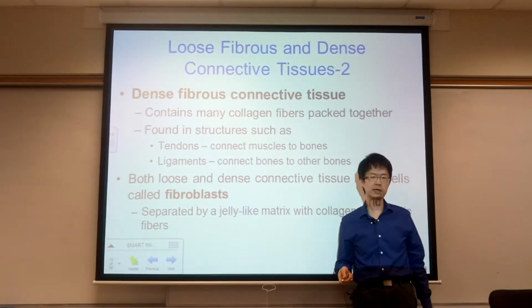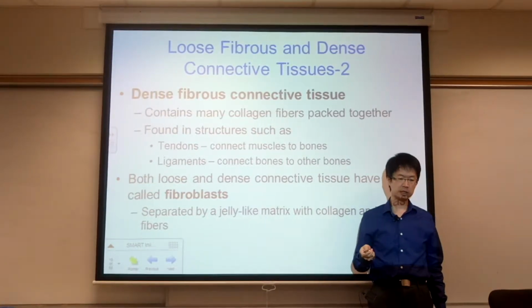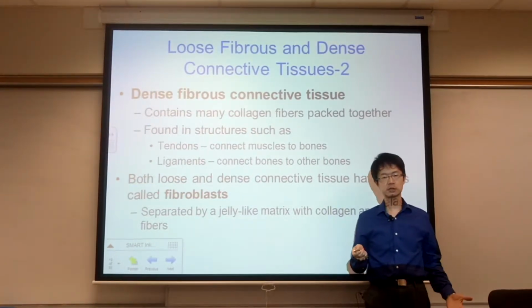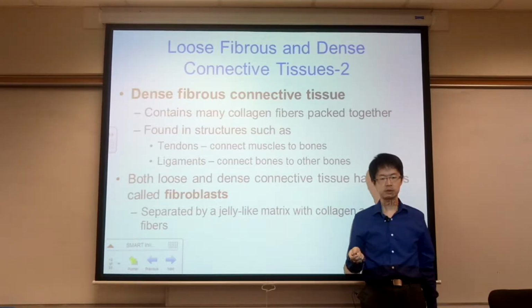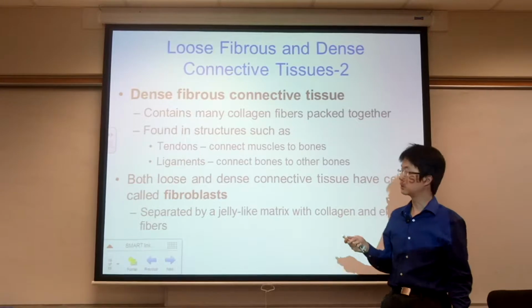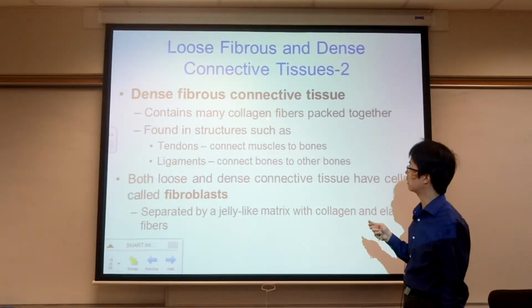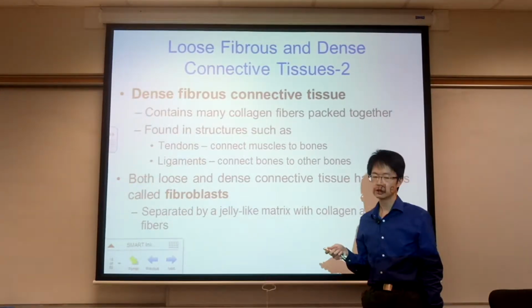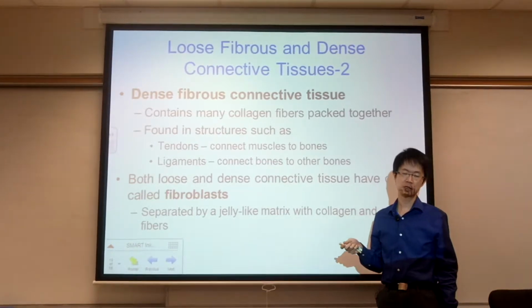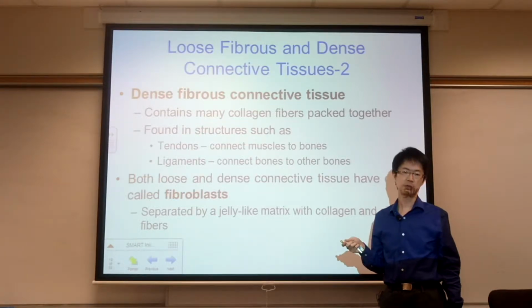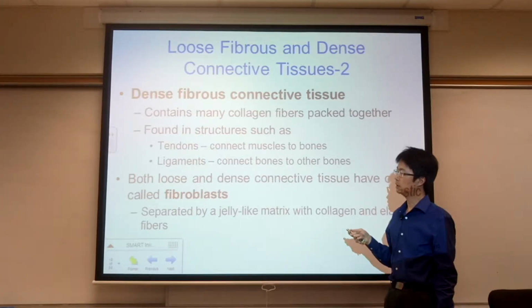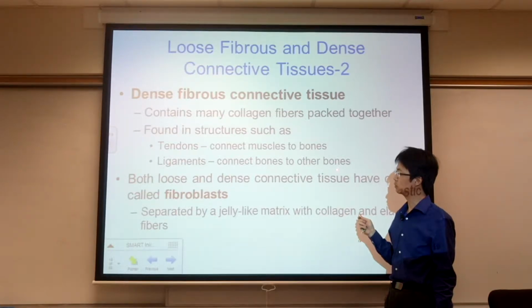And then dense connective tissues. Dense connective tissue, as the name suggests, it is dense and it is tougher, stronger. Why is that? Because it has a lot of collagen fiber in it. And then an example of this dense fibrous connective tissue, they form tendon and ligament. What's the difference between tendon and ligament? Tendon connects muscle to bone, but ligament connects bone to bones.